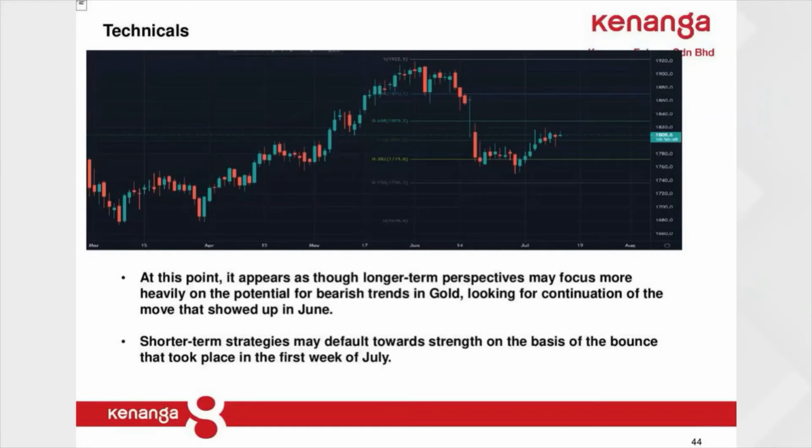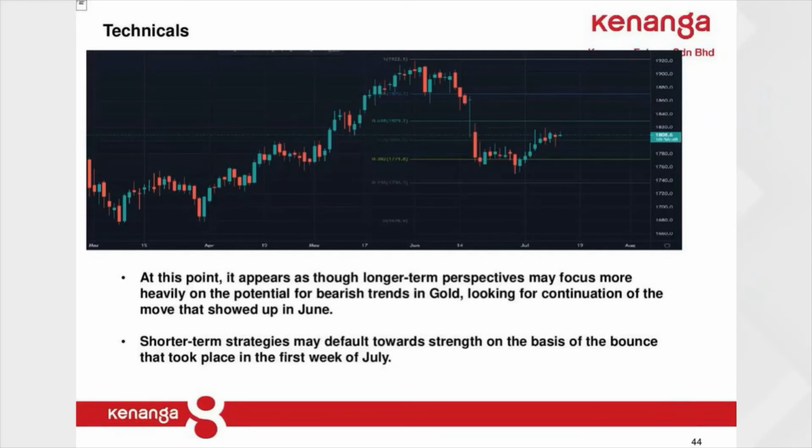Of course, at this point, it appears that a longer-term perspective may focus more heavily on the bearish trend, right? Because of the huge plunge, it needs to recover above at least the 68% retracement to resume the bullish trend. And of course, shorter-term strategies may default towards the strength of the bounce that took place in the first week of July, right?